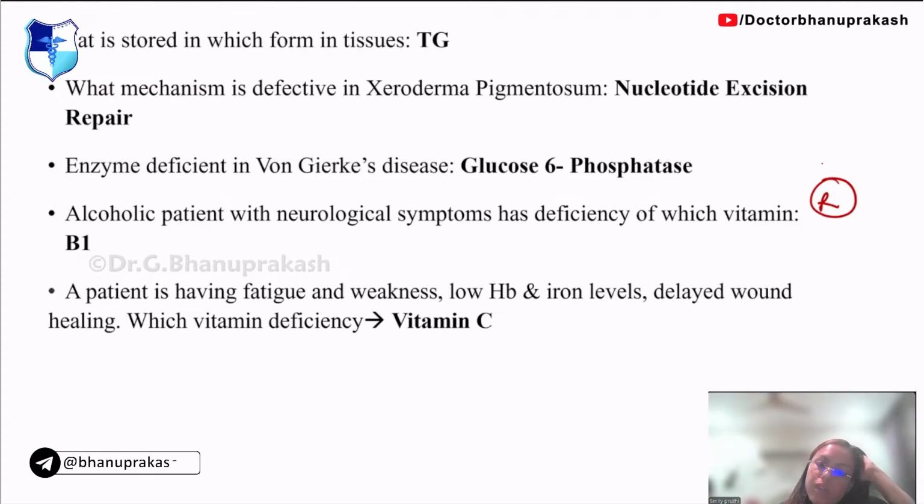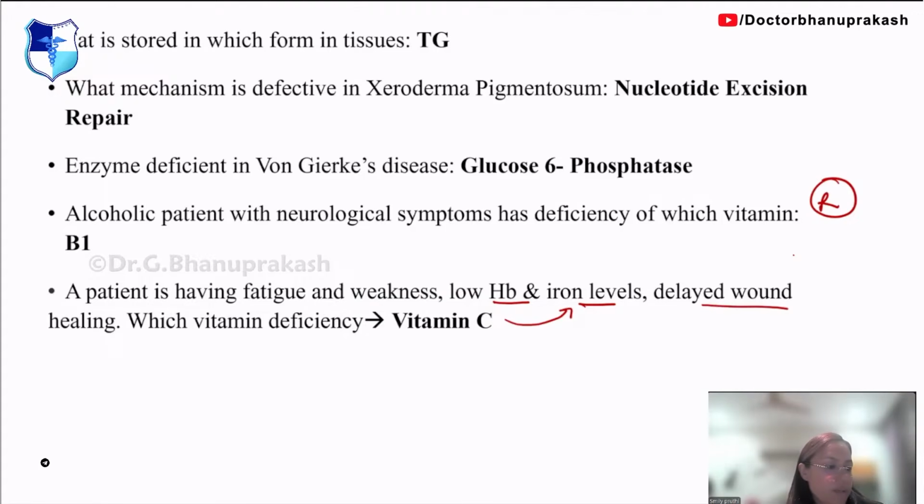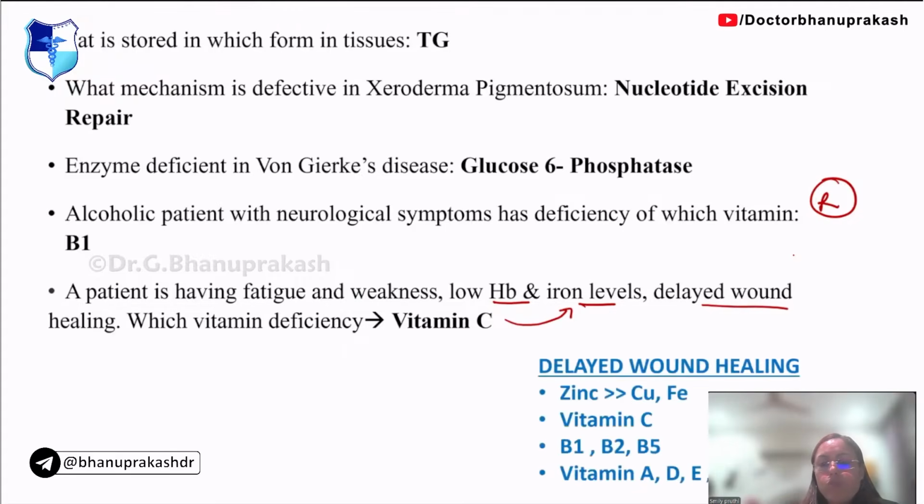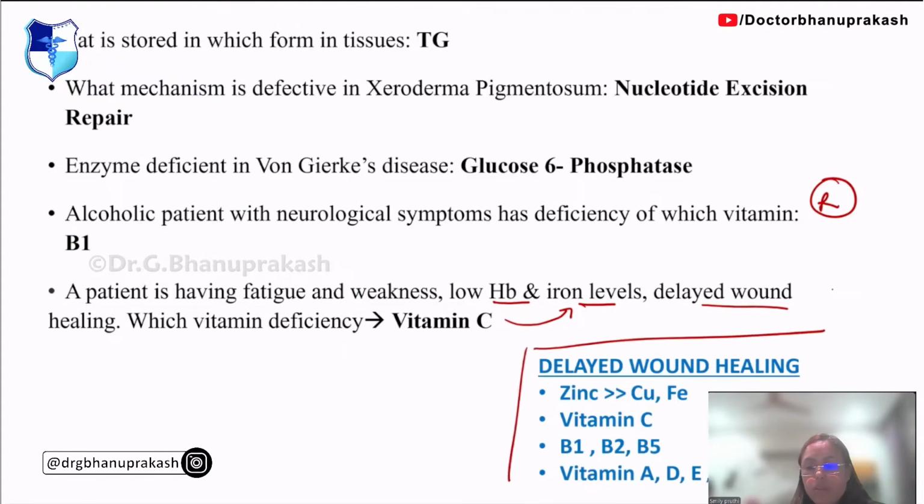Patient is having fatigue and weakness, low hemoglobin and iron levels, delayed wound healing. So low hemoglobin, low iron. Vitamin C helps in absorption of iron, right? Vitamin C helps in wound healing. So the answer is vitamin C. You can also note that delayed wound healing occurs in deficiency of many things. Main is zinc. Zinc is highly associated with wound healing. Then copper, iron, vitamin C, vitamin B1, B2, B5, and fat-soluble vitamins A, D, E, K.